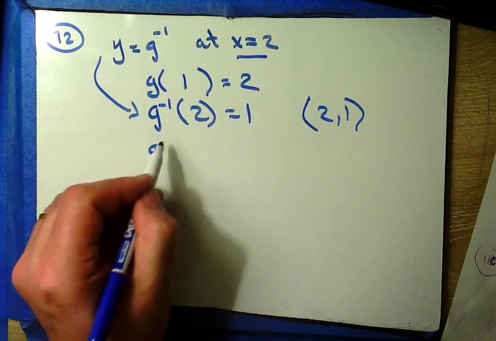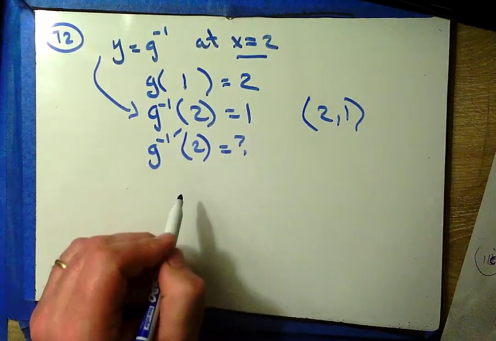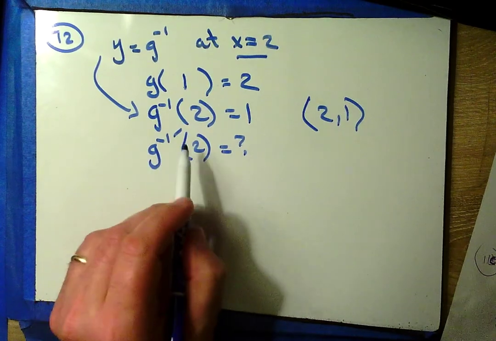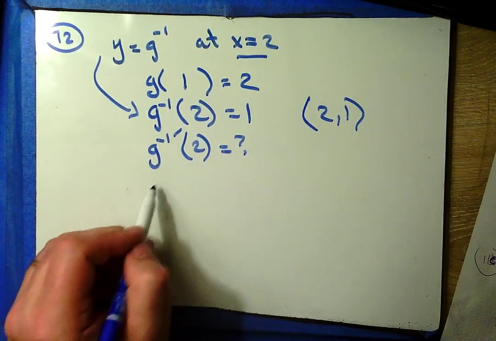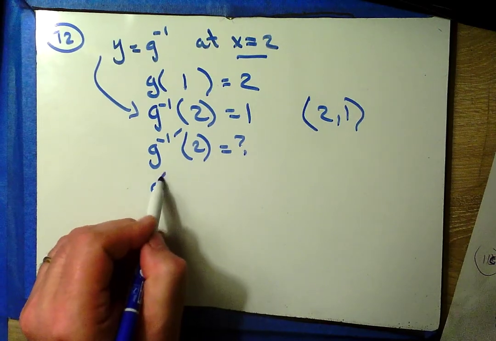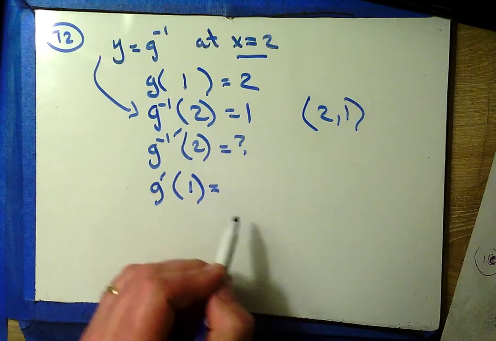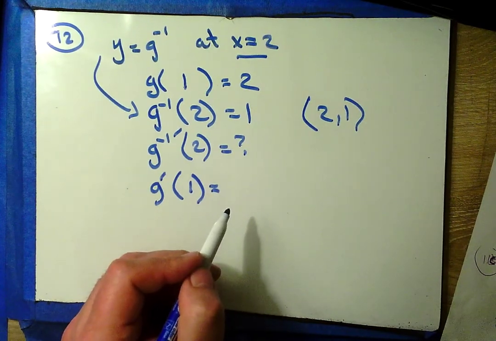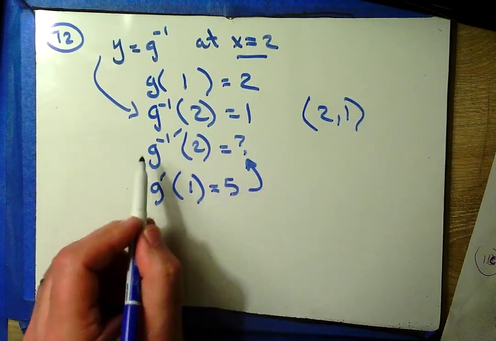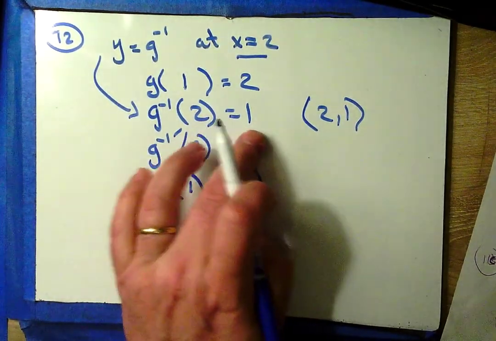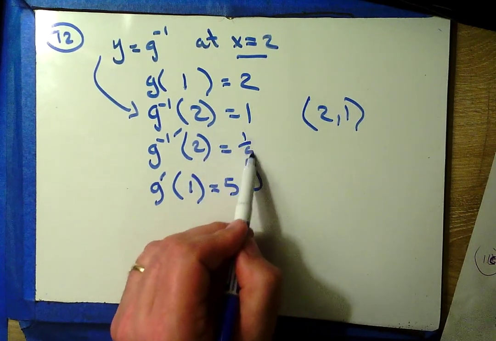Now what we need is g inverse prime at 2. Well, in order to figure out the slope on the inverse function at the inverse point, we need to first think about the slope on the original function at the original point. G prime of 1 is 5. Therefore, g inverse prime of 2, that's the inverse point, would be 1/5.